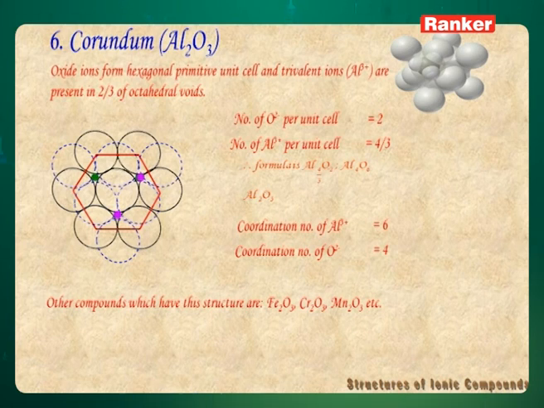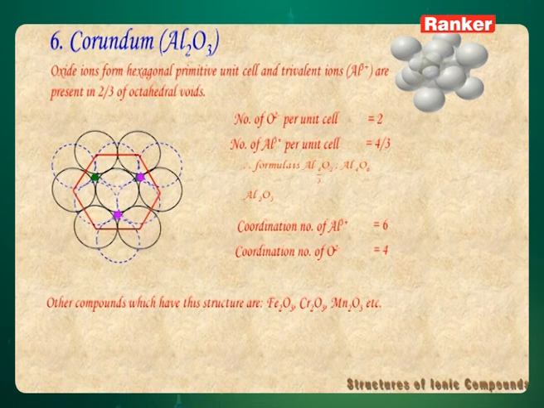Now, oxide ions form this unit cell, and aluminum 3 plus ions are present at 2/3 of the octahedral voids. Means, out of the 3 octahedral voids that are formed over there, one is the green and 2 are the orange. The 2 orange colored ones are actually the Al3 plus ions. One is remaining vacant.